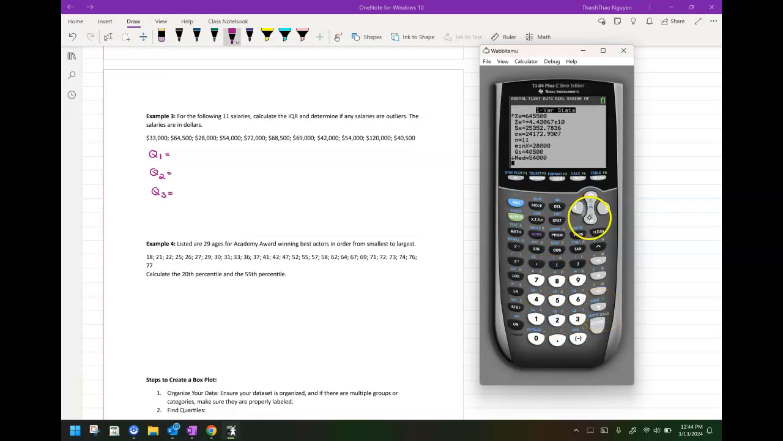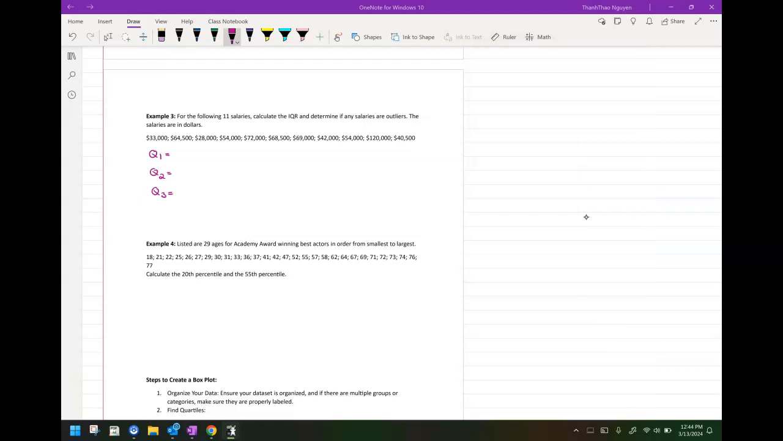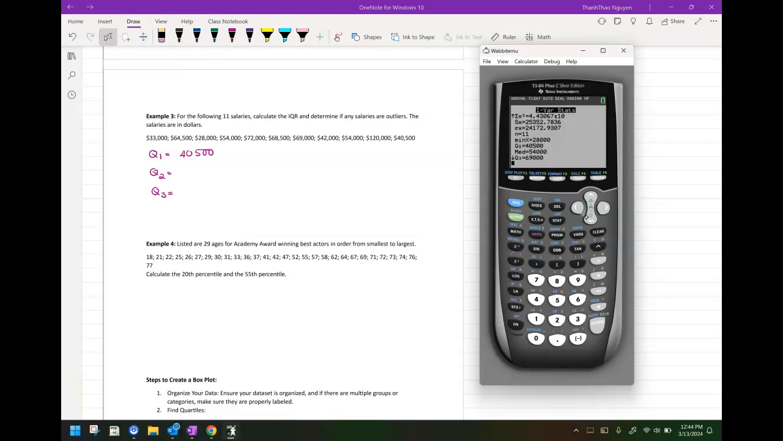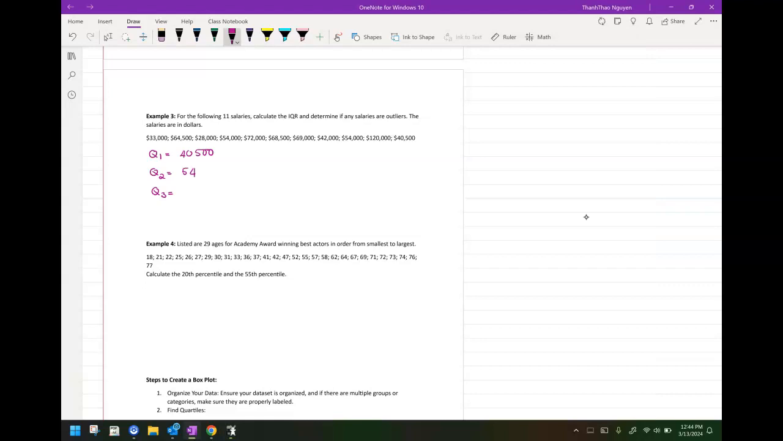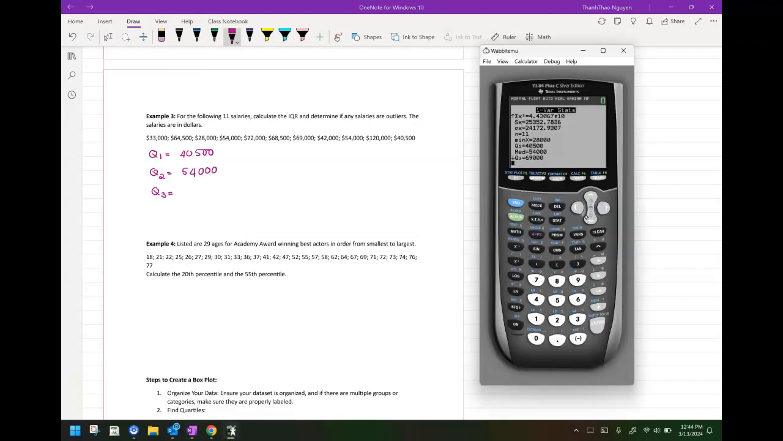So quartile 1 is 40,500. Quartile 2 is the median, 54,000. Quartile 3 is 69,000.